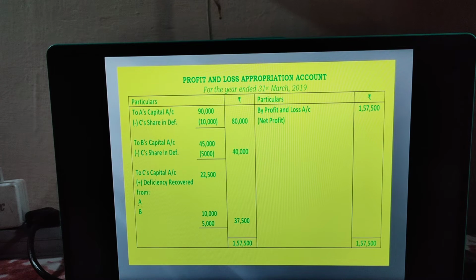Now we will move towards the new profit and loss appropriation account. See here. By profit and loss account, net profit 1,57,500. To A's capital account 90,000 minus C's deficiency 10,000, A will get 80,000. B's capital 45,000, less his share in deficiency 5,000, he will get 40,000. Now C was getting 22,500. Now the deficiency recovered from A and B, 10,000 and 5,000, now he has the profit of 37,500 as guaranteed by the partners. Okay, the account has been balanced.